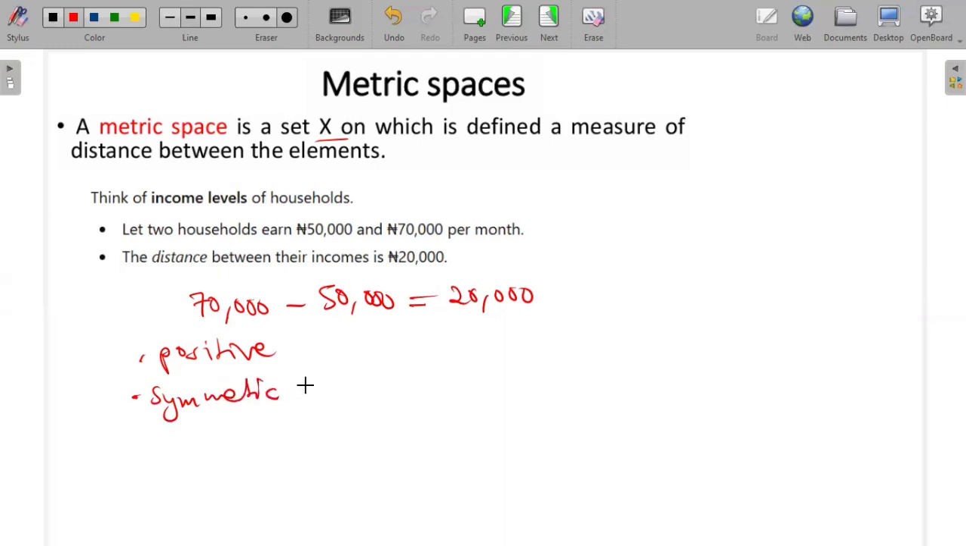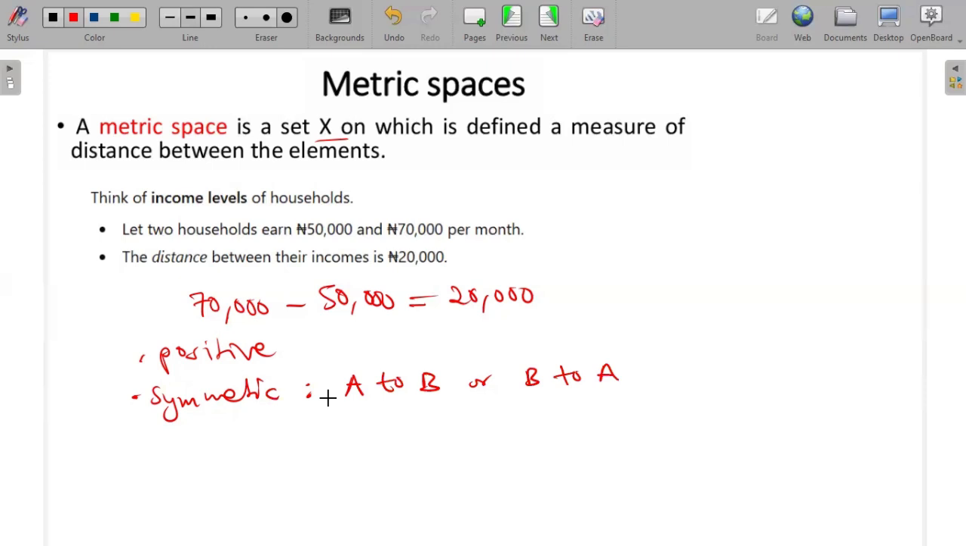What do we mean by symmetric? We mean that the distance should make sense: if we are talking of the distance from A to B, it is measurable, and the distance from B to A is the same. So it has to be symmetric. Another important property of distance is that it must be the shortest path, the direct route that you would take. So that is some of the properties of the distance.